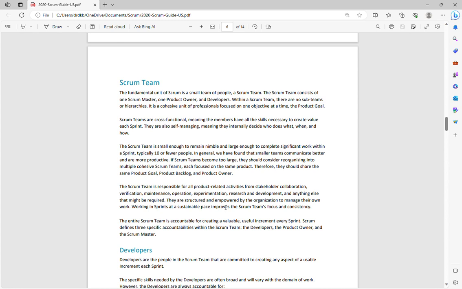Now, here they are telling that the Scrum team is responsible for doing almost all product related activities from stakeholder collaboration, verification, operation, maintenance, development, and anything else that is required in the product development process. So, that is why it is important that we should have a cross functional team. Now, by bringing these individuals with different skills and perspective together will help promote innovation, and they would come up with some problem solving or holistic approach for project delivery.